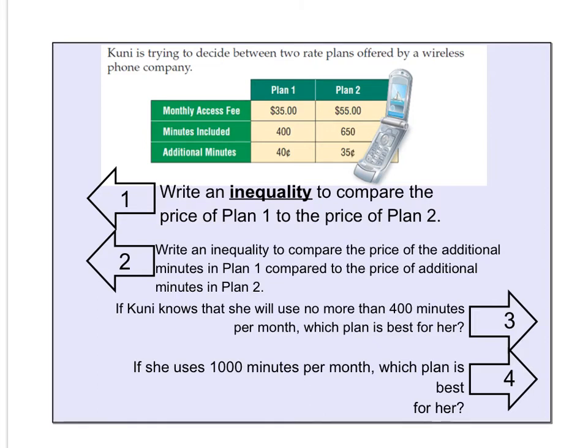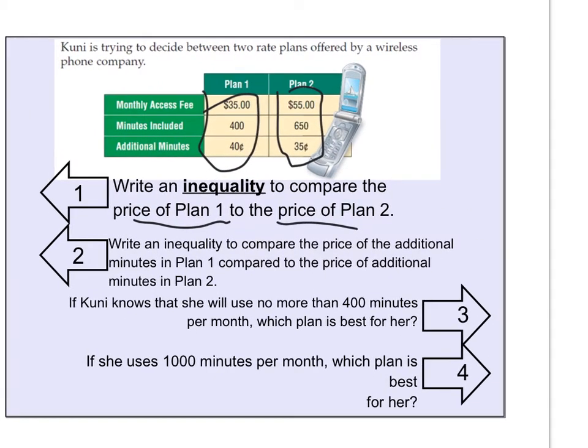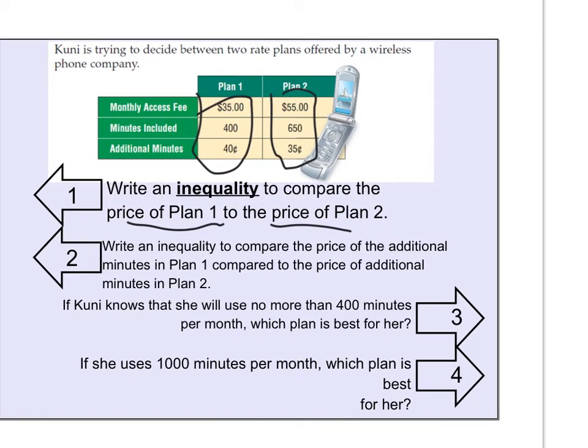Cooney is trying to decide between two rate plans offered by a wireless phone company. First plan, $35, 400 minutes, 40 cents after that. Second plan, $55, 650 minutes, 35 cents after that. So you want to compare the price of plan 1 to the price of plan 2. So what I'm looking at is this.